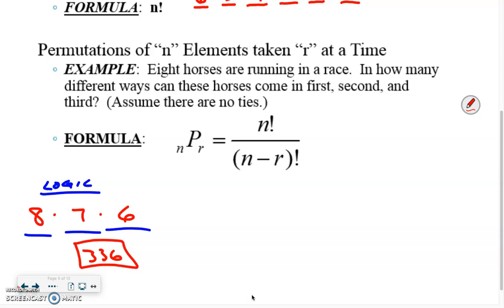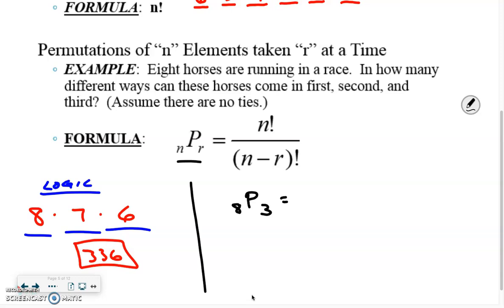All right, that's, again, thinking through this logically. Just, okay, we have 8 horses. We're trying to finish first, second, and third. In theory, yeah, we could go about this. We could also create the notation, okay? NPR. N is always going to be the larger number, so 8P3. Now, please don't write this down, but I also want you to see it.